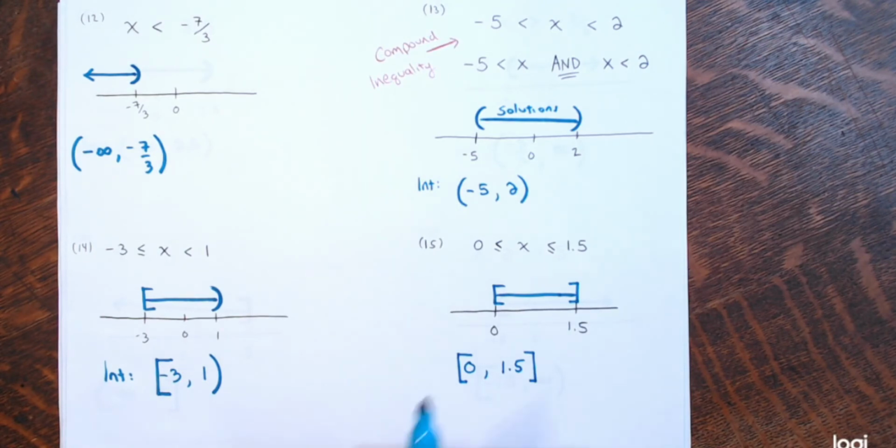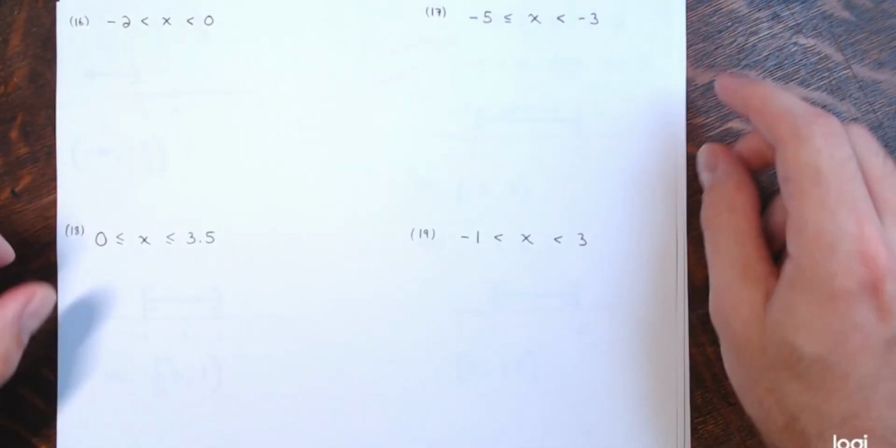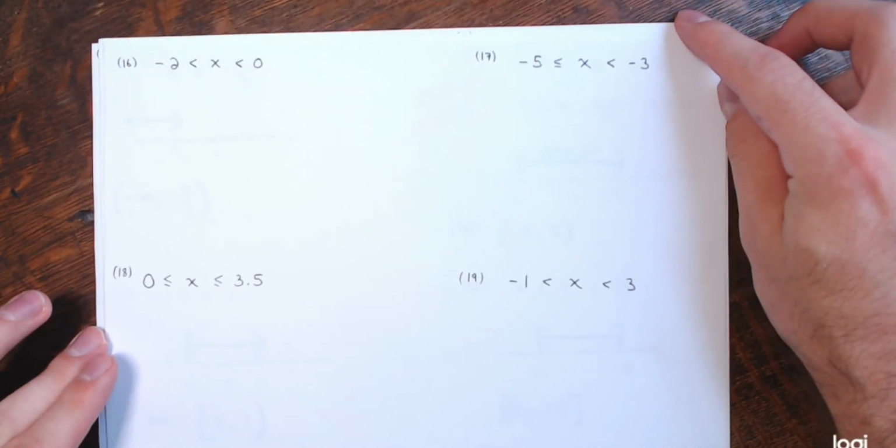All right, and this is pretty much what I have for the rest of the examples. So these should be relatively quick. All these are same-looking compound inequalities.